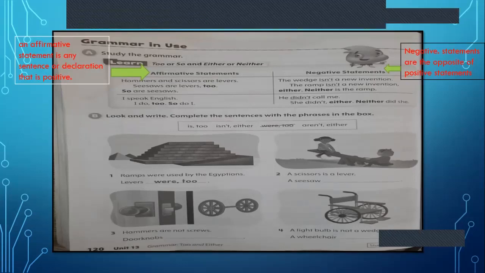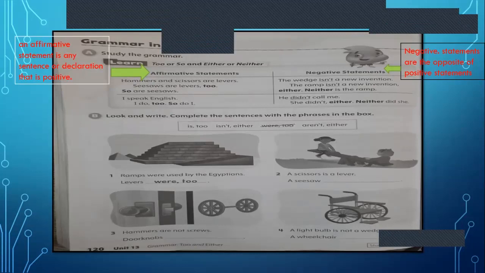So girls, affirmative statements positive and negative statements negative, okay? So when you use either and too, we always use either and too at the end. But when we use so and neither, they are always used in the middle of the two sentences. Okay?